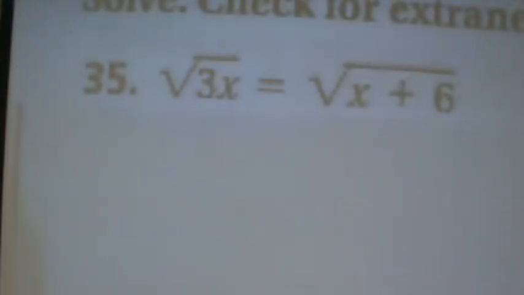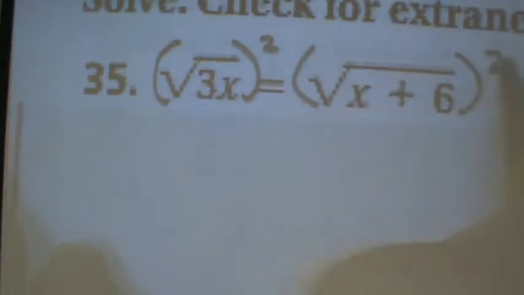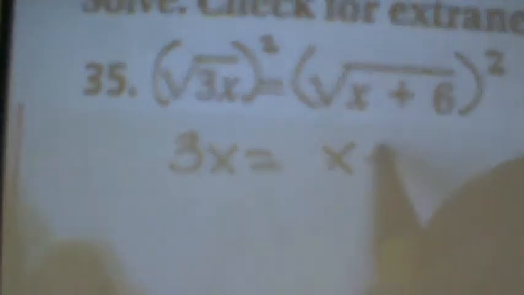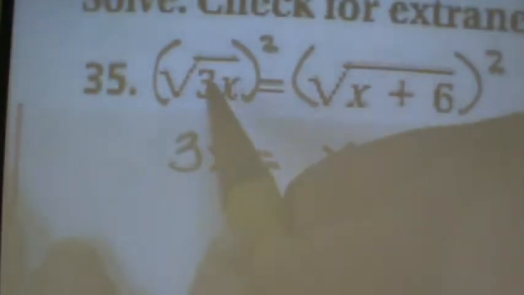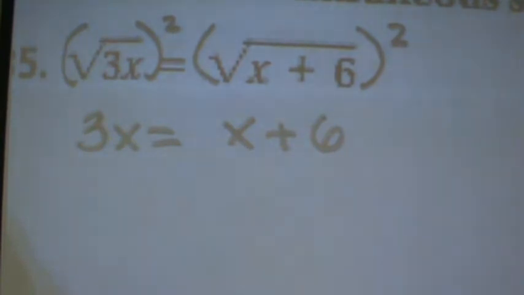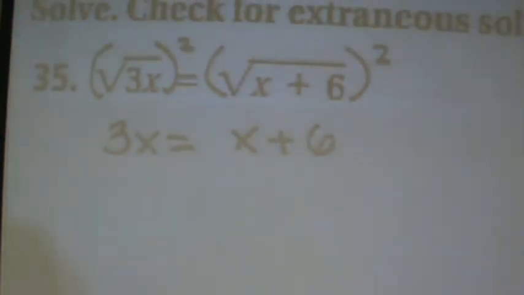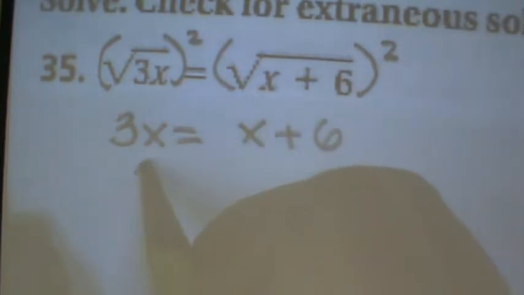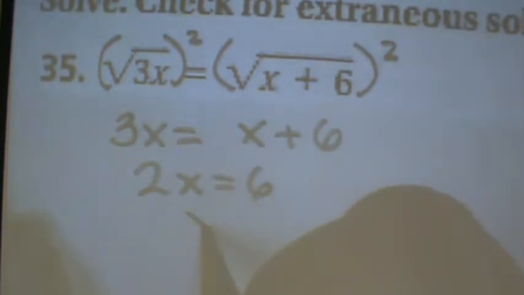You're going to square both sides. You're going to square this side, and you're going to square this side, and the radicals cancel. This is an easy problem. So you just have 3x equals x plus 6. When you have a radical that's the same index on both sides, you can simply remove the radical. And then subtract x. Did you get 2x equals 6 and x equals 3? Yeah. Good job.